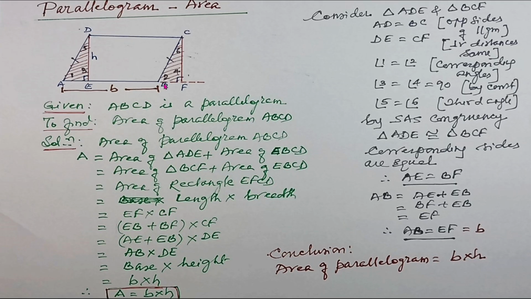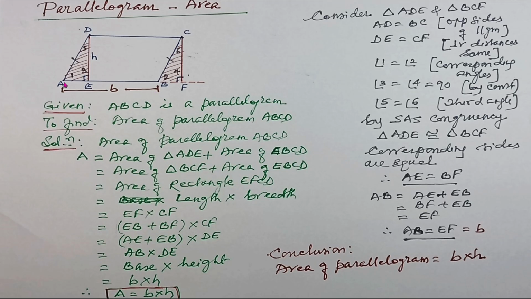Now, what is EF? EF is equal to EB plus BF. So EB plus BF into CF, and as we have proved that these two triangles are congruent, the corresponding sides are equal. Therefore, AE is equal to BF. So I am replacing BF by AE. I get AE plus EB into CF, which is nothing but DE. Therefore, AE plus EB is AB. Therefore, it is AB into DE.